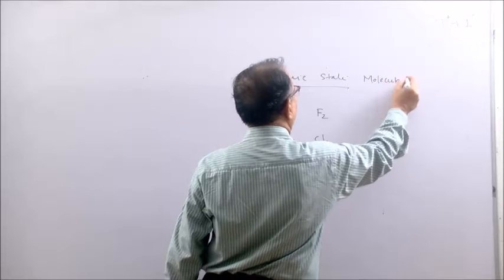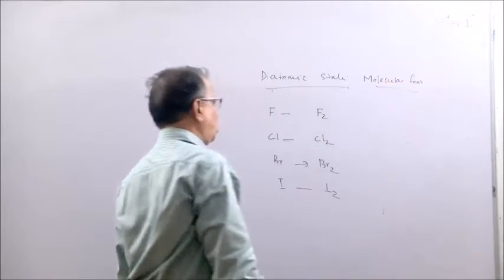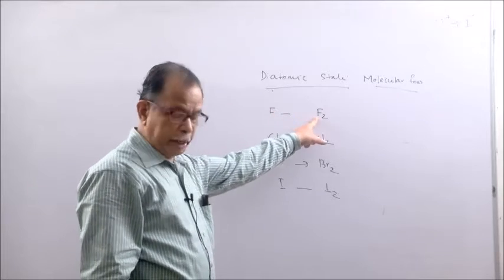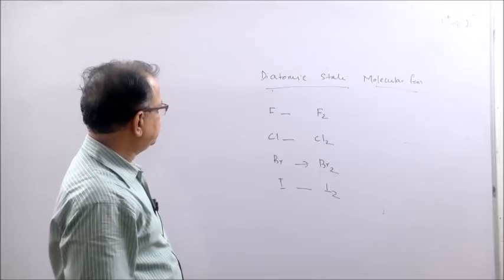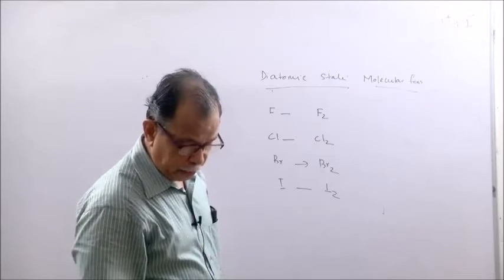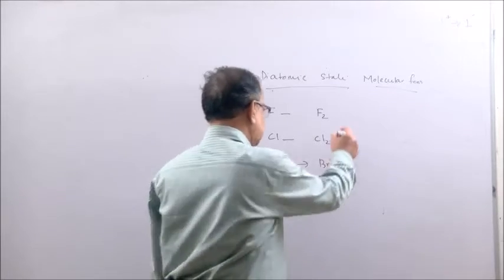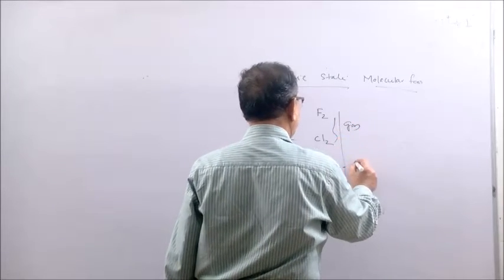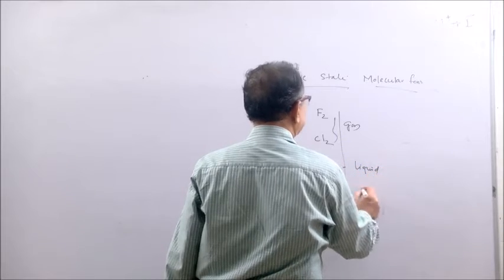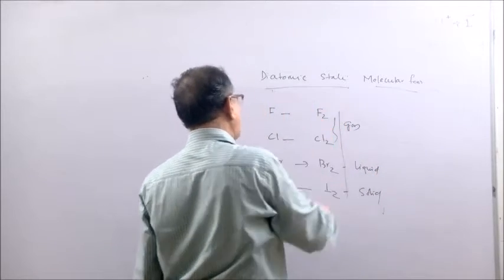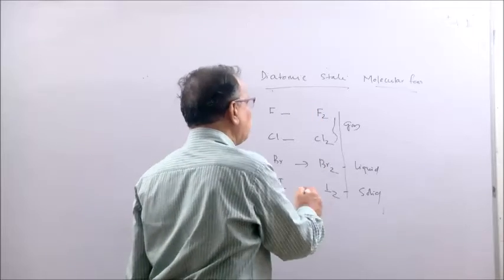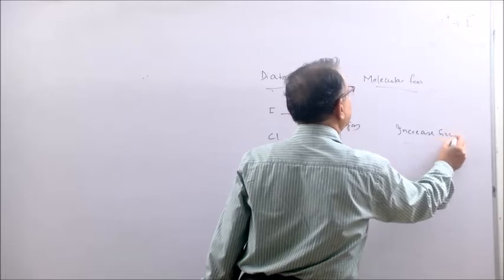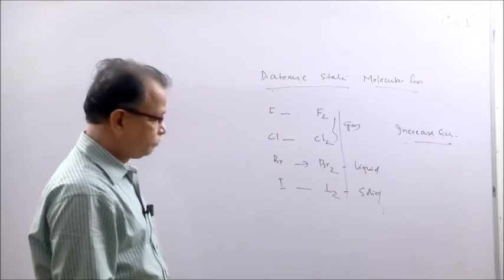Molecular form. All of these are two atoms combined, forming fluorine, chlorine, bromine, iodine. Among these, the stability increases from fluorine to iodine. These are gases, then a liquid, and this is a solid. So the stability of fluorine, chlorine, bromine gradually increases. That is due to the increase of size.